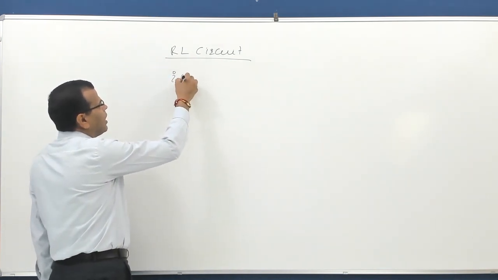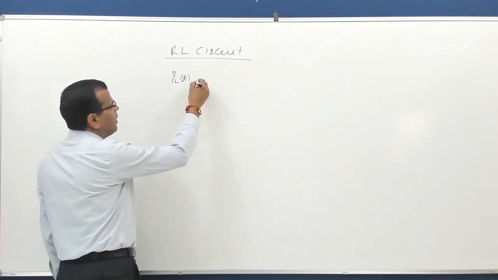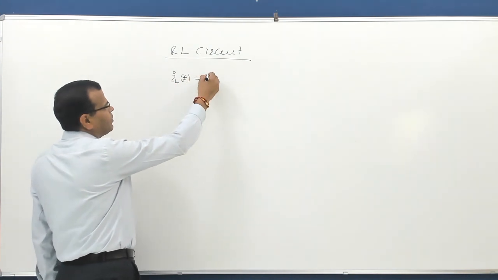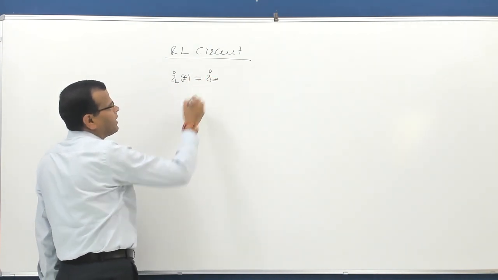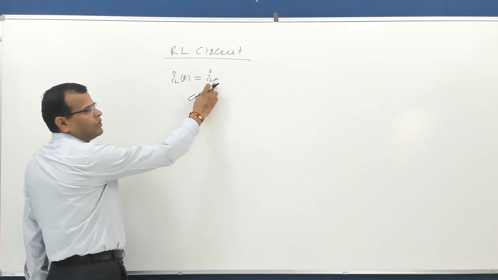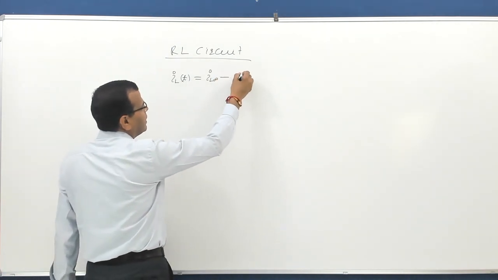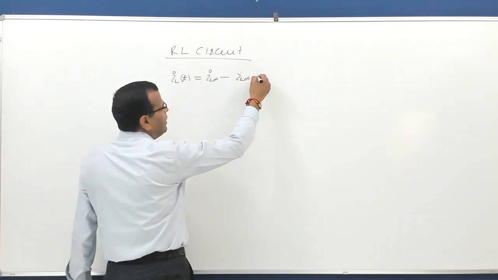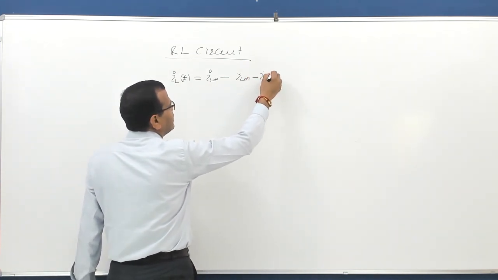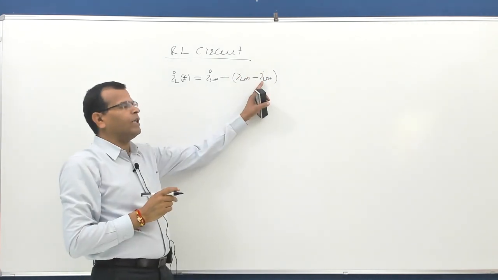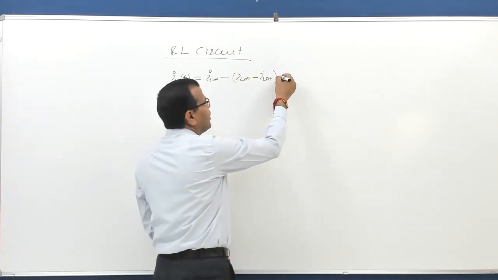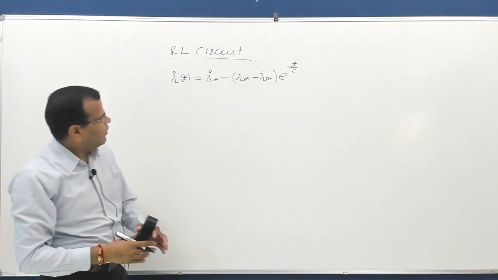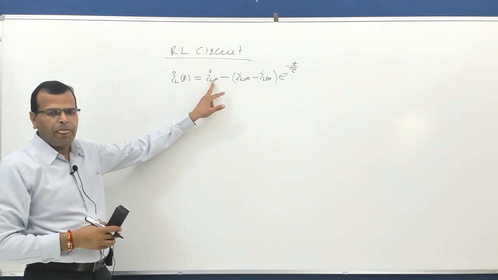So the current through the inductor in a first order RL circuit is given by i_L(t), that is current as a function of time, equal to i_L(∞), that is current through the inductor at t equal to infinity, minus [i_L(∞) - i_L(0+)], where i_L(0+) is current through the inductor at t equal to 0 plus, into e^(-t/tau).